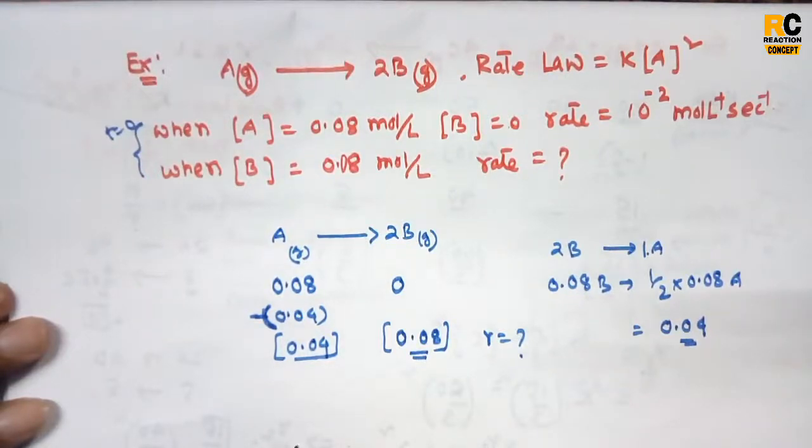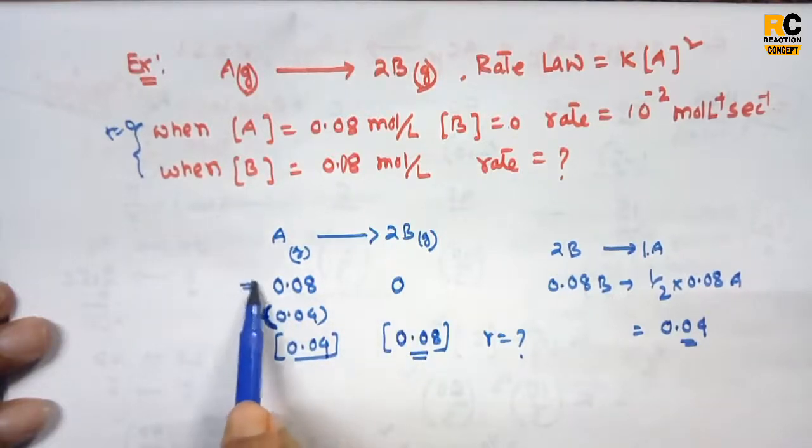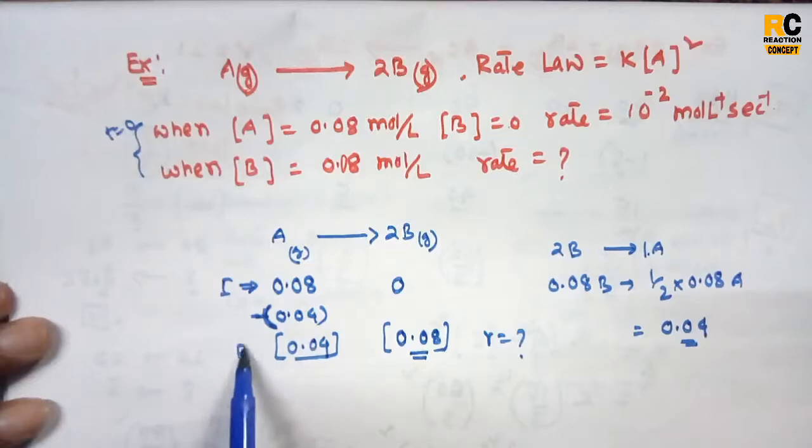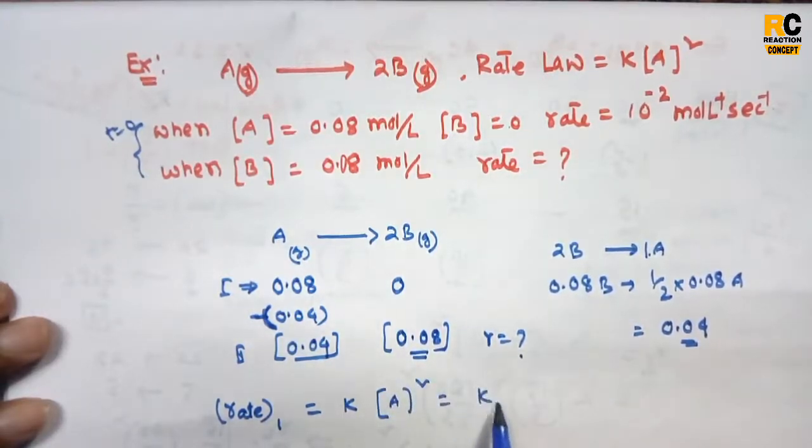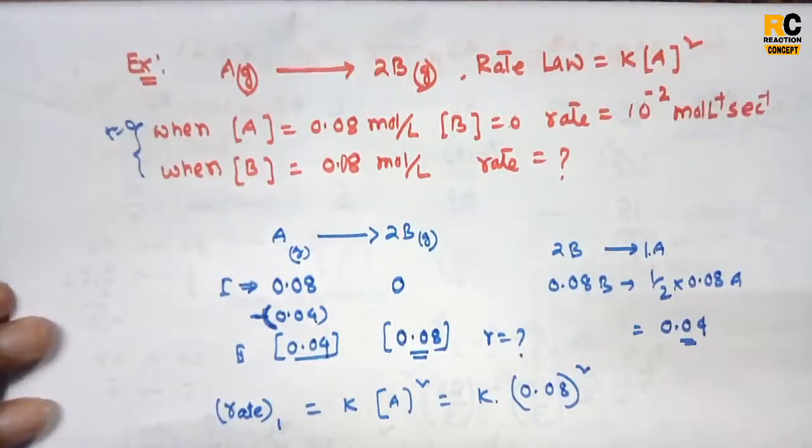So we can write here, for the above condition, these are the two conditions, condition 1 and condition 2. For condition 1, we can write the rate of the reaction, rate 1, as K into A to the power square, that is K into 0.08 whole square, whereas rate 2 at condition 2 should be K into A square, that is K into 0.04 whole square.